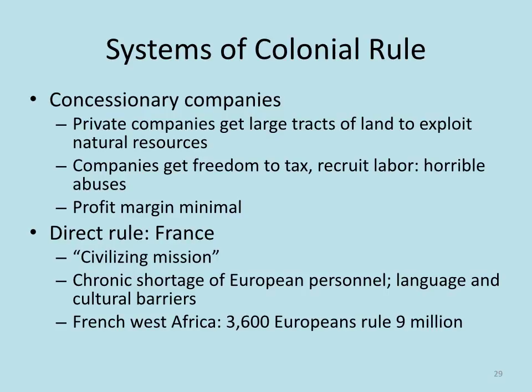Now, when we talk about colonial rule, there are two different ways. There's concessionary companies, which are private companies that get large tracts of land to exploit the natural resources. So essentially, private companies come in and they just do whatever they need to get the natural resources necessary for profit, and then they bring them back. Now, these companies get freedom to tax, recruit labor, and commit horrible abuses. This is where things get really, really bad, and this is where imperialism really gets a terrible name. So when we have private companies come in, they essentially go unchecked, and they're making good money, but they're not making crazy good money.